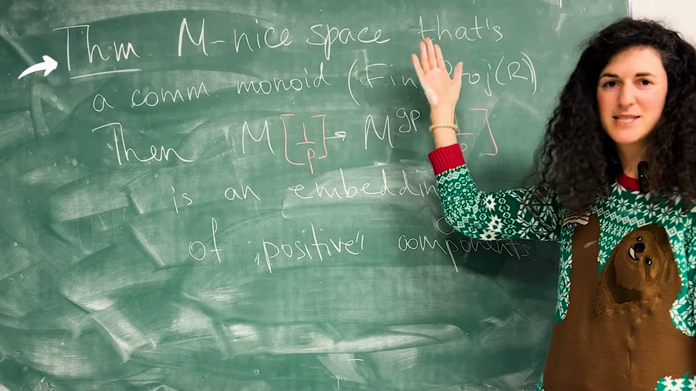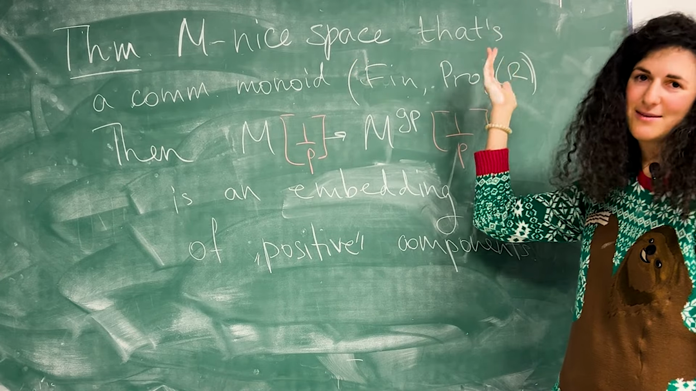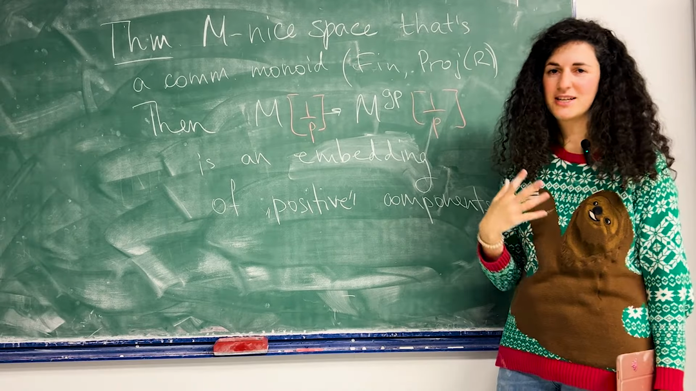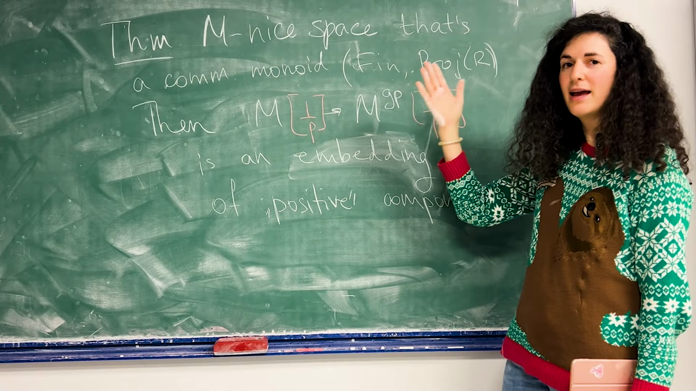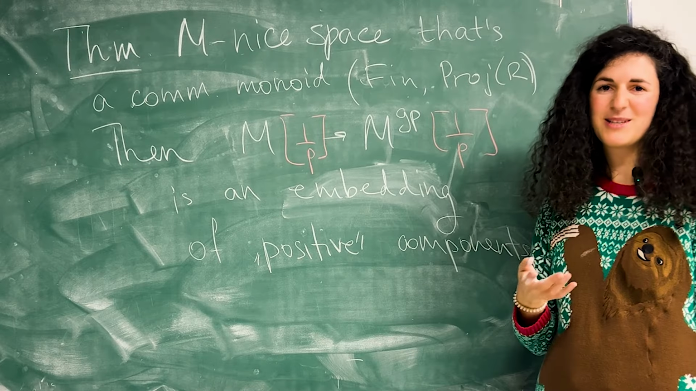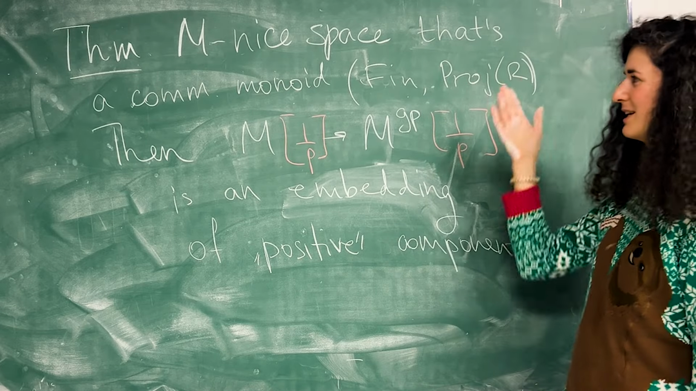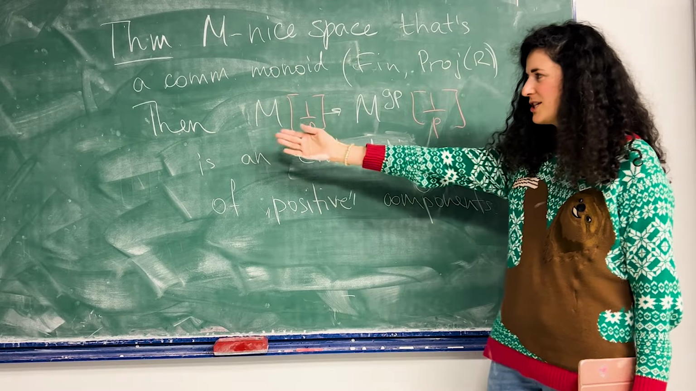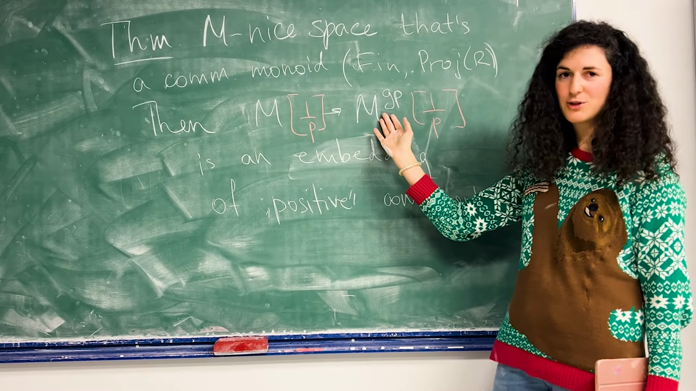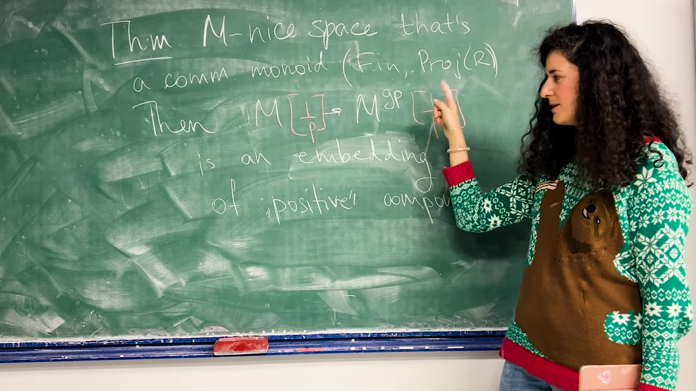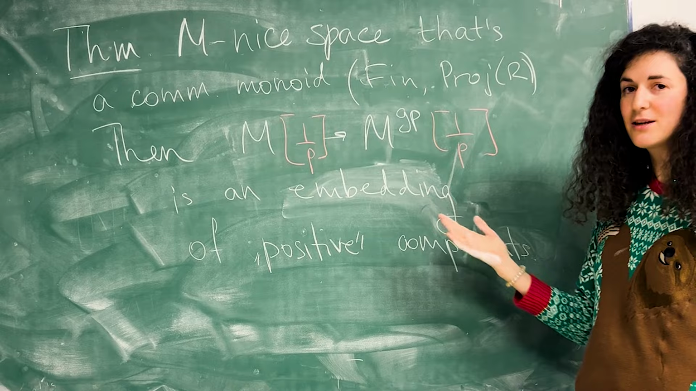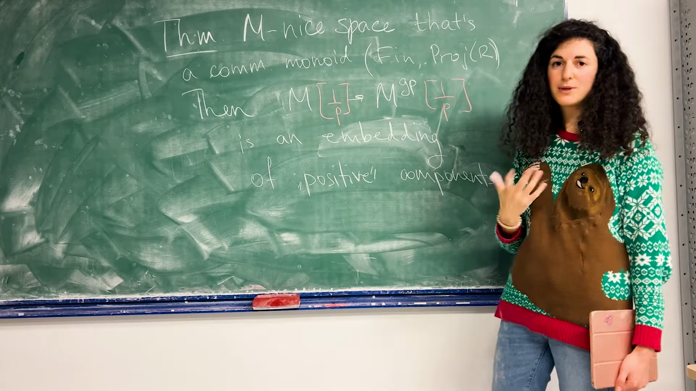Let M be a nice space, which is a commutative monoid. An example of such is the finite sets that we saw, and for example, the space of projective modules over a nice ring. Then the group completion operation from M to M group completion, after you invert p, becomes an embedding of positive components. So what does it mean?